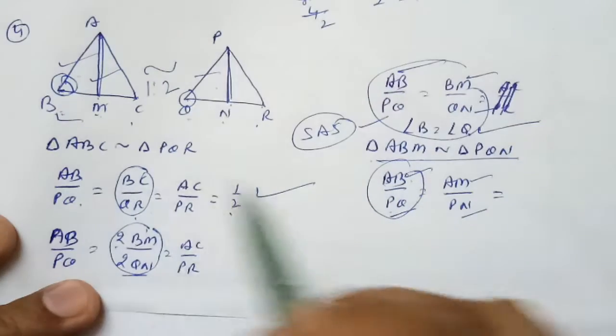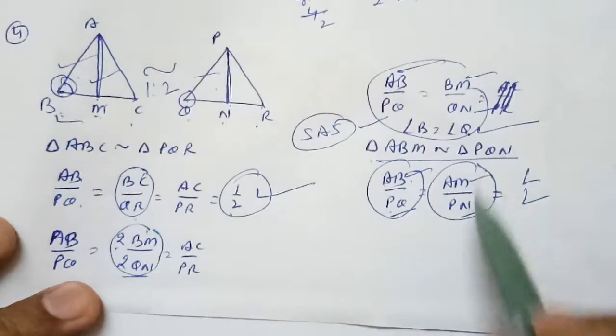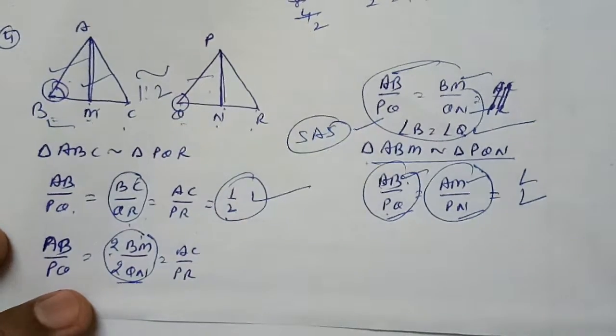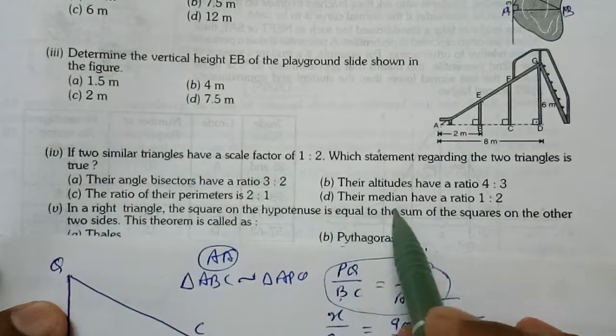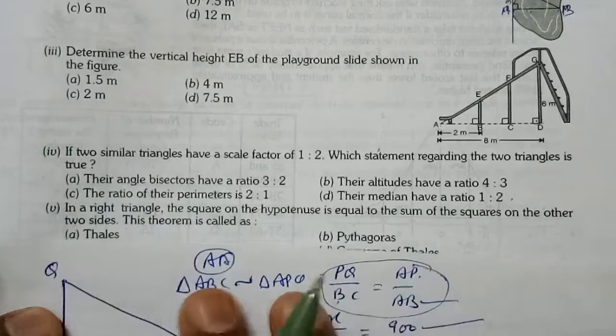And this ratio AB over PQ is given as 1:2. So we can conclude that the ratio of the medians is 1:2. So the option is that their medians have the ratio 1:2. This is the answer here.